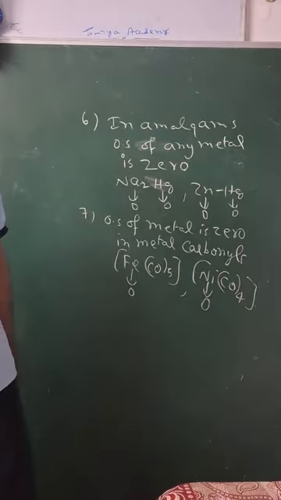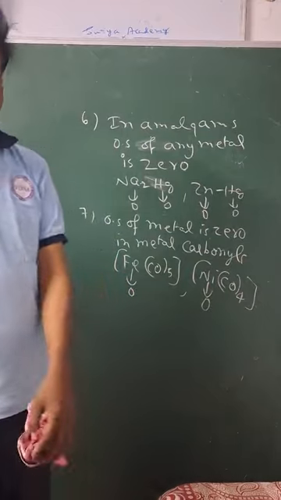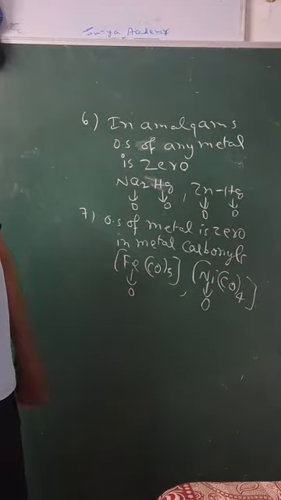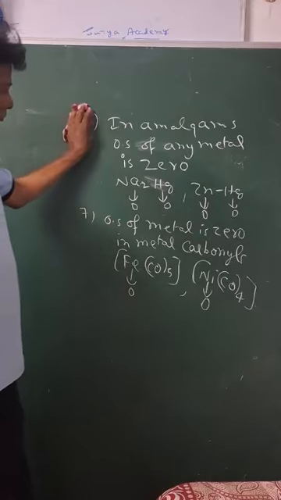These rules we have to keep in mind. Rules mean everyone has to follow them to find the oxidation number. Okay, there are 7 rules. You have to keep these rules in mind.